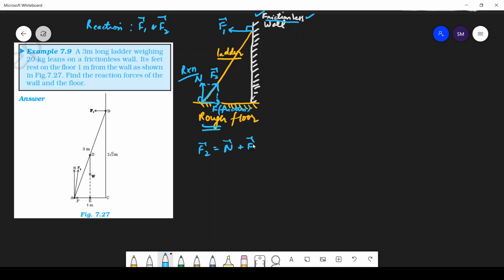You can take that F2 also. It will not make any difference. The main thing is that we have this normal force perpendicular to the surface and we have this frictional force, and the resultant of these two forces is F2. That is by the parallelogram law. You can take it otherwise also. You start from F2 and resolve it into two components, N and F. That's your choice.